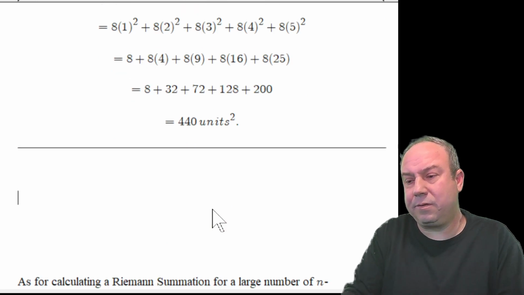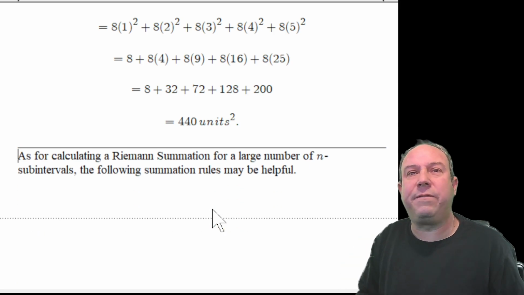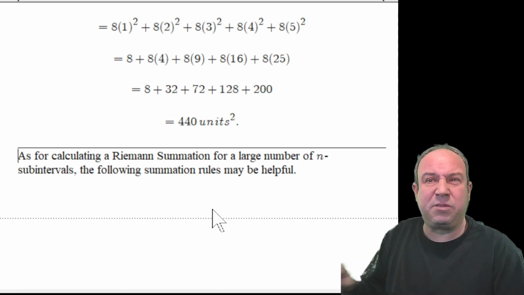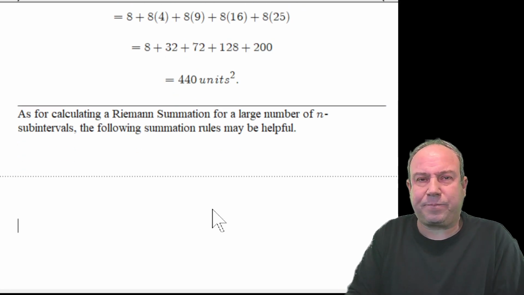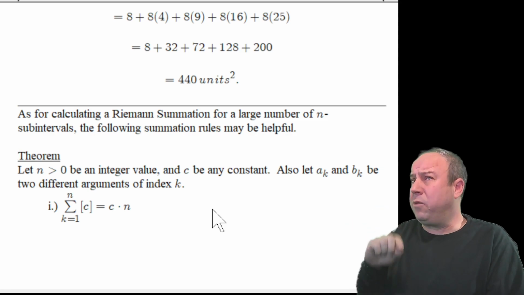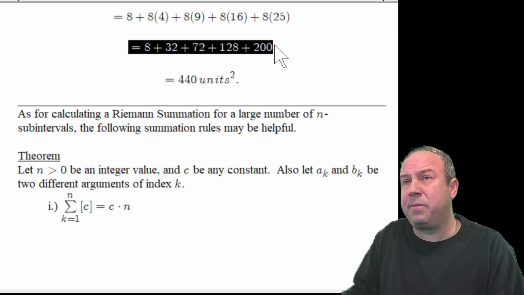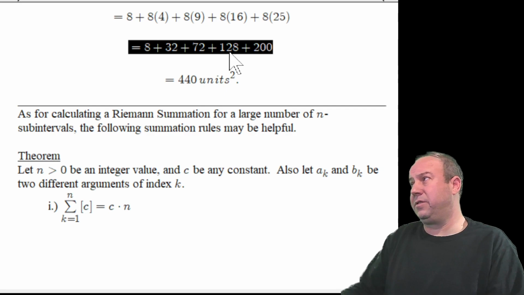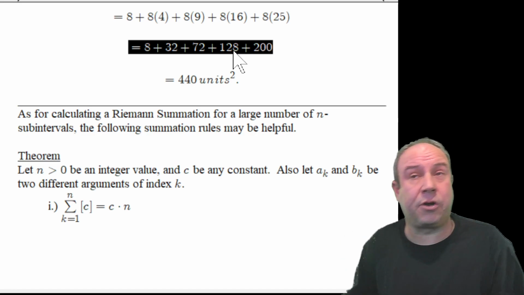Now, as for calculating this Riemann summation for a large number of subintervals, we might make use of some summation rules. We might find those rules a little bit helpful, and there are some that we can use here. Let's take note of the following rules. These are going to help us calculate these formulations when we have quite a few subintervals. This wasn't too bad above for 5 subintervals. We had to find 5 products and add them up. But if we had to do this for 100 subintervals, I would not want to find 100 products and then add up 100 terms.